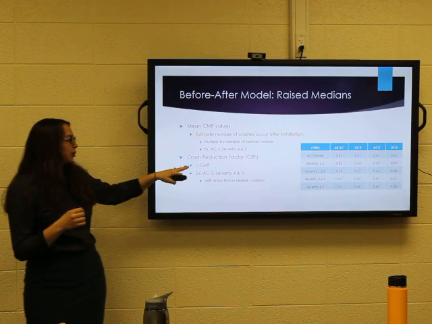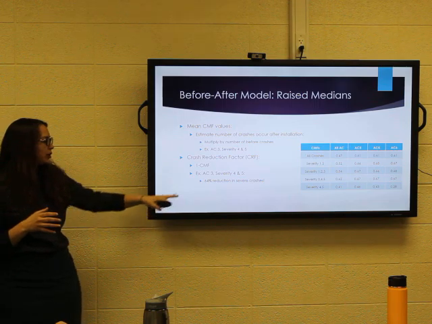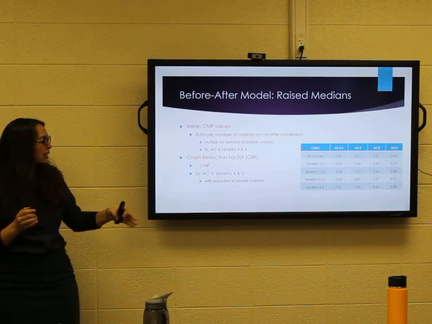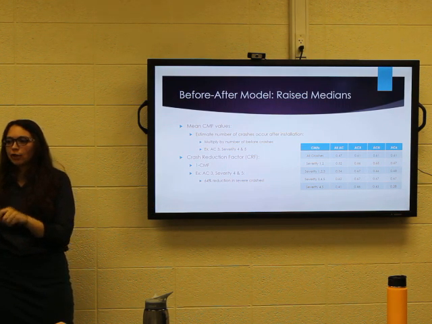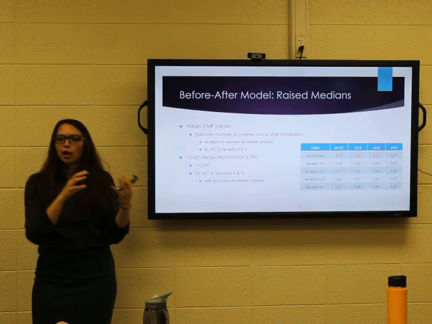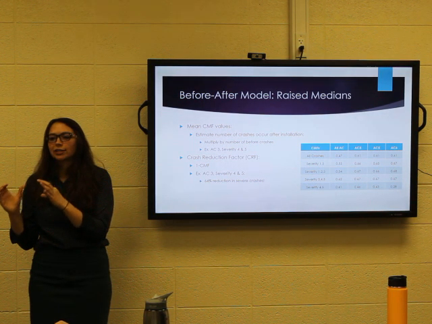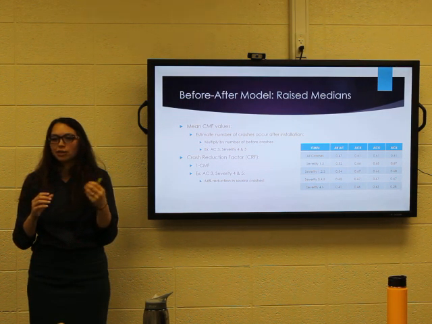We were also able to find crash reduction factors, which is just 1 minus your CMF factor multiplied by 100. And so we were able to see a 64% reduction in crashes. You have your 100 crashes that happened before the raised median, 46 that occurred after. So you have a percent reduction in crashes of 64.